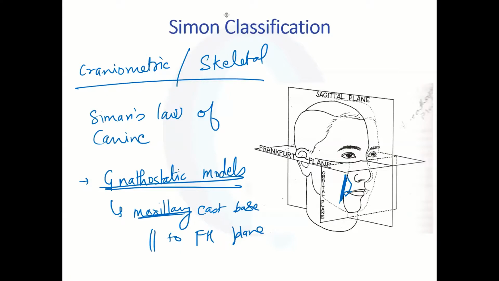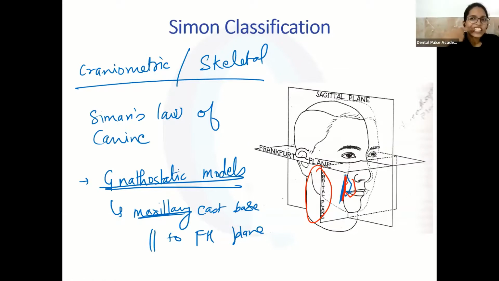Everyone is clear about the Simon's classification? Law of canine. What is law of canine? Law of canine is that this orbital plane that we're talking about. So if you think of the canine to be here, canine is the corner tooth. So canine ke distal side se wo jayega. Just imagine, okay, I'll just show you here. Okay, so this is my canine and distal side.